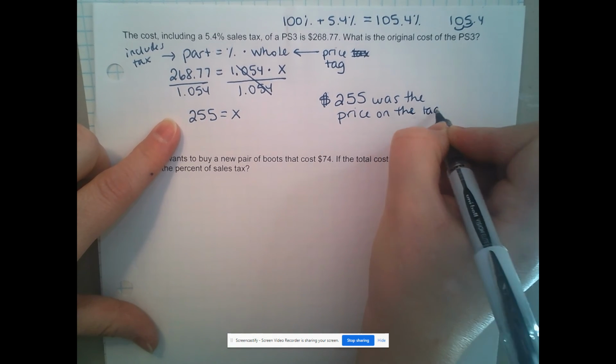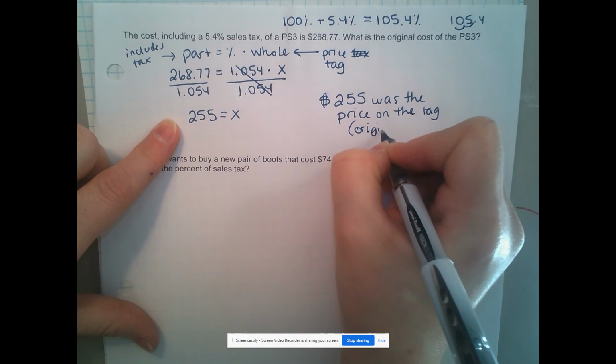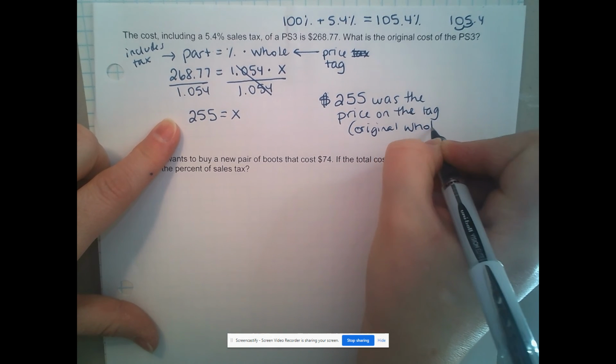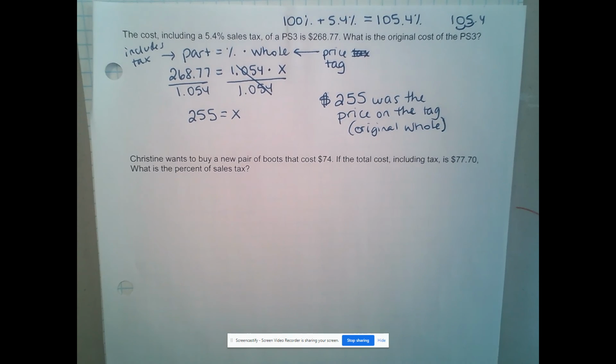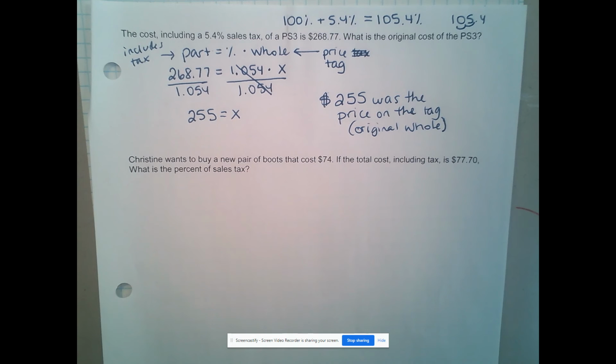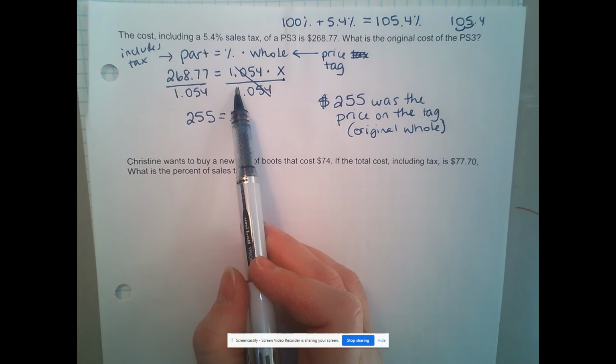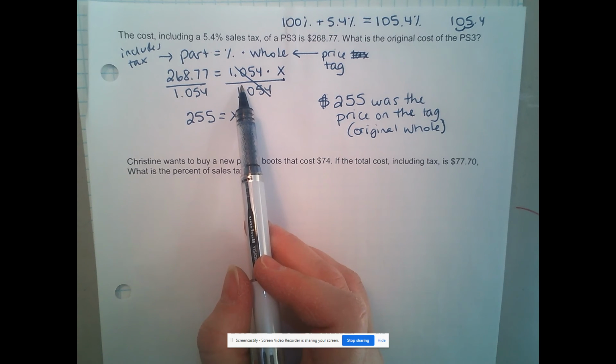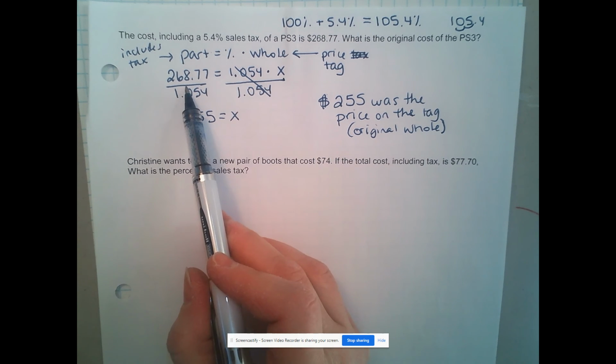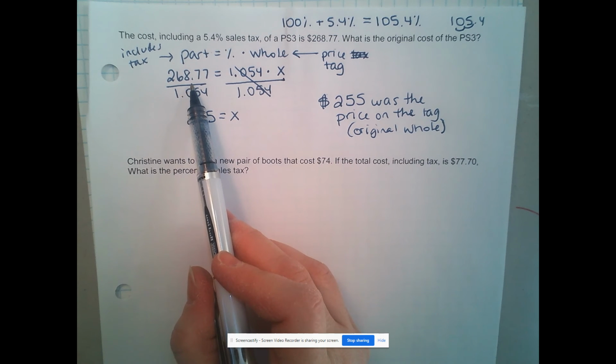You can also say it was the original whole, right? Because we were finding 105.4% of that mystery price tag, and we found that it was 255. And it does make sense. This number should be smaller because 255, we multiplied it by the 1.054, which is the 255 and the additional sales tax, coming out with a higher number, the price including the sales tax.